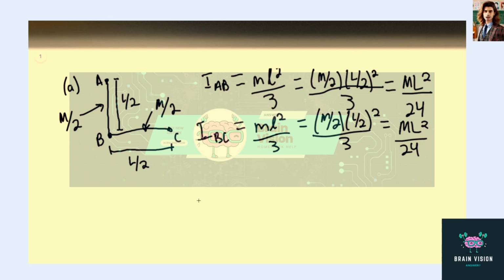And then according to the parallel axis theorem, the moment of inertia about an axis perpendicular to its plane, passing through the point where two segments meet. So right here, perpendicular to the plane and passing through this point, where the two segments meet. This will be the moment of inertia of AB plus the moment of inertia of BC. And this will be ml squared over 12. So this will be your answer for part A.